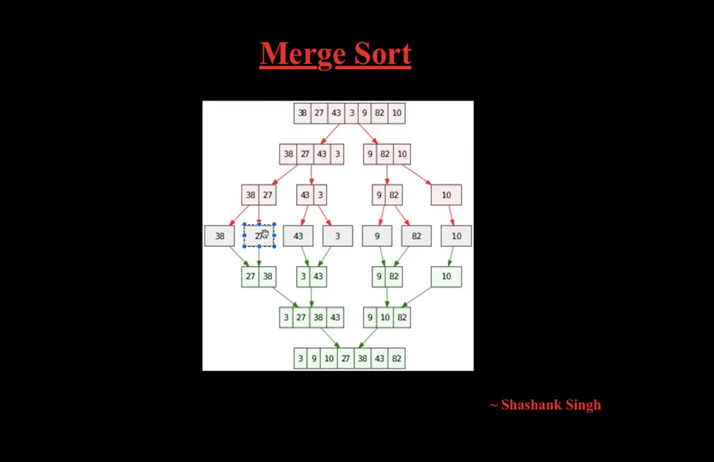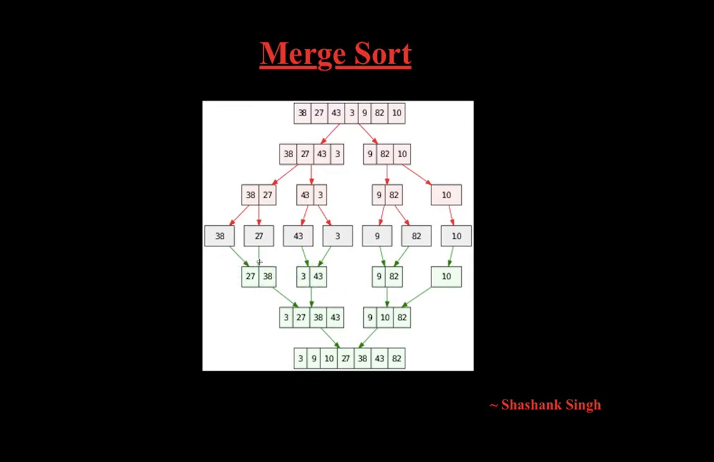So here 27 is lesser, right? So we'll write 27 first and later on 38, which is the element of the left sublist, right? So now 27 38 has become a left sublist, and out of 43 and 3, 3 is lesser, so 3 has come first, then 43. 3 and 43 is a right sublist, right? Now 27 38 is in the left sublist and 3 and 43 is in the right sublist.